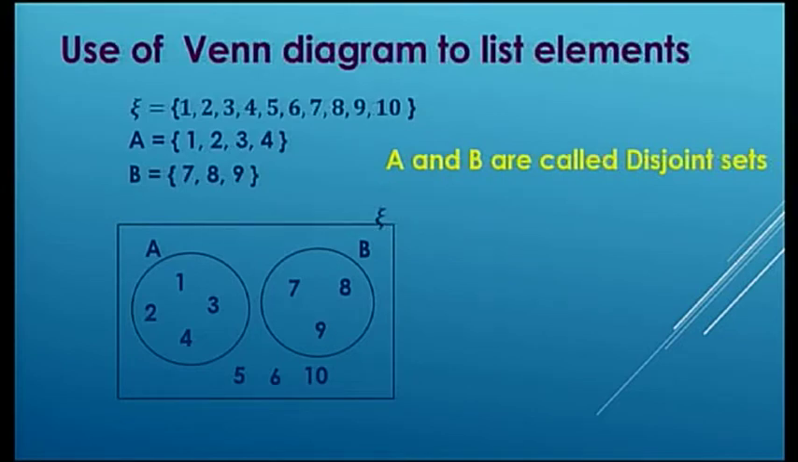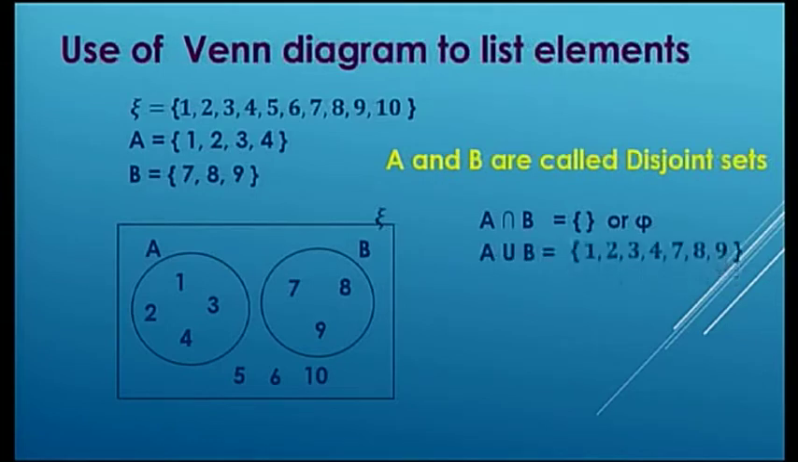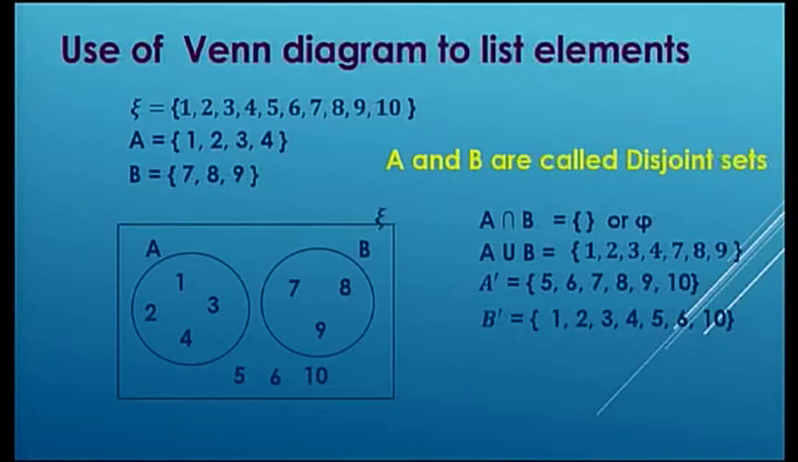Same as for the first example, you can find A intersection B. There are no elements common, so A intersection B is the empty set, or you can use null set. A union B, you take all the elements from A and B. A dash, all the elements outside A. B dash, all the elements that are found outside B. (A union B) dash, outside both circles, we have 5, 6, and 10.